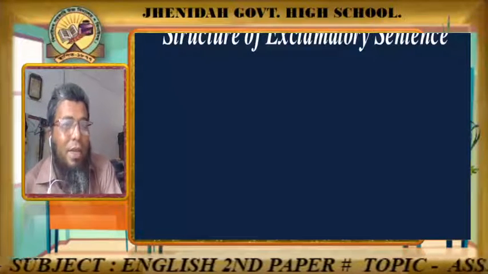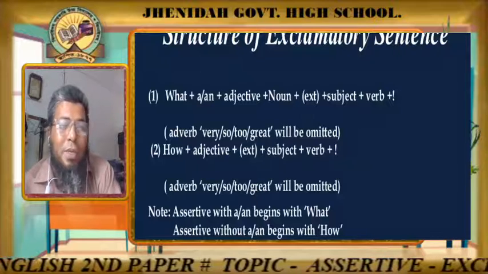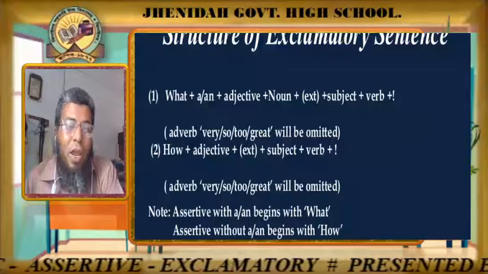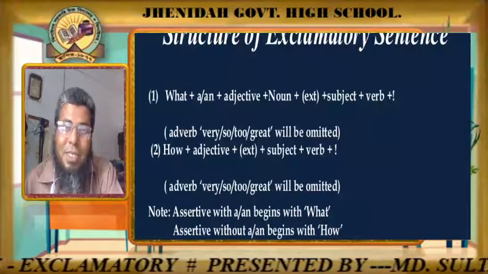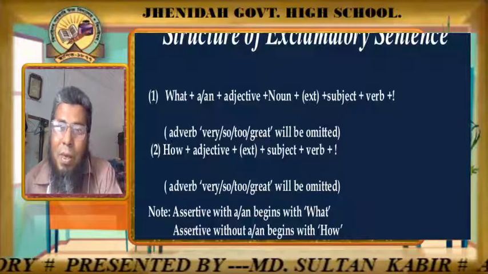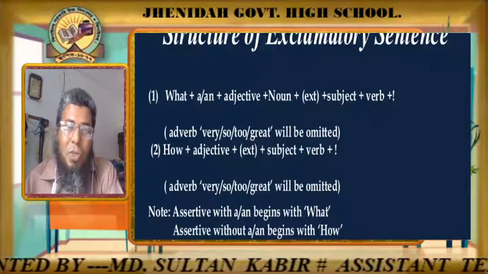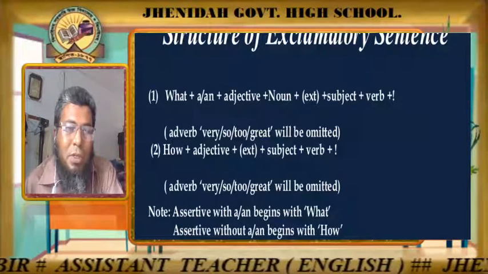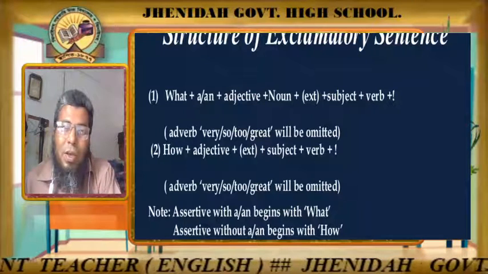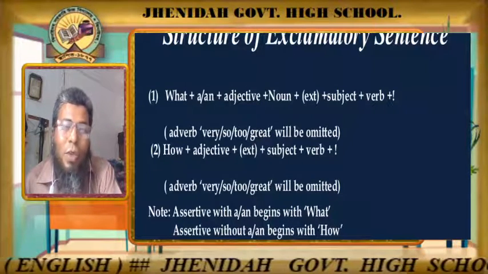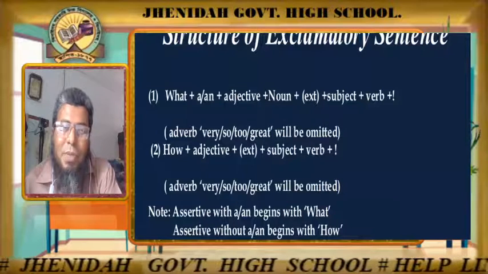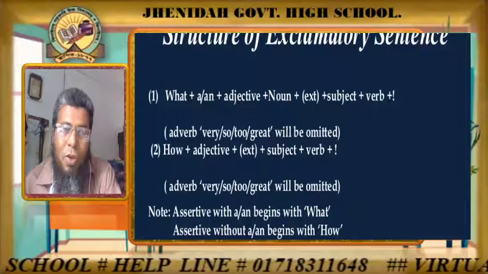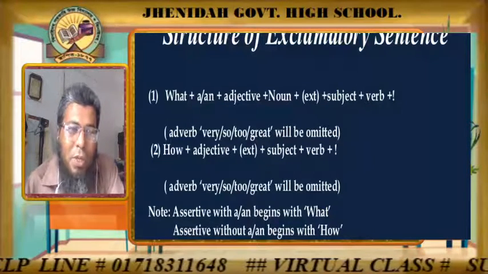Now, at a glance, look at the structure of exclamatory sentence. The first structure is here: what plus a or an plus adjective plus noun plus extension, then subject plus verb plus marks of exclamation. Here there is a note for you. Adverbs very, so, too, great will be omitted. I have already mentioned. And the second structure of exclamative sentence is how plus adjective plus extension plus subject plus verb plus marks of exclamation. So here the same note for you. Very, so, too, great will be omitted. Okay, there is a note for you.